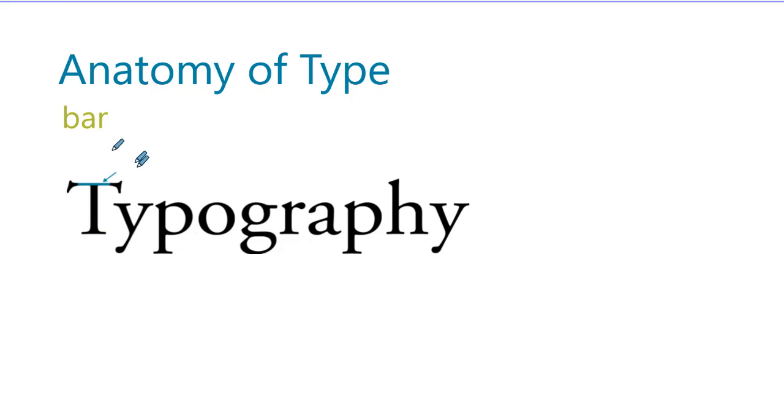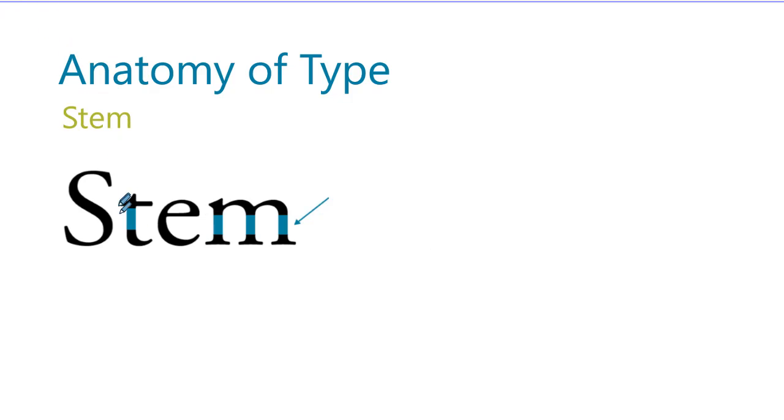And then we have the concept of the bar. That's any letter that has a main horizontal portion. So that's the bar. And then we have the stem, which is like the bar, but the vertical version. So it's any letter that has a vertical section, like that.